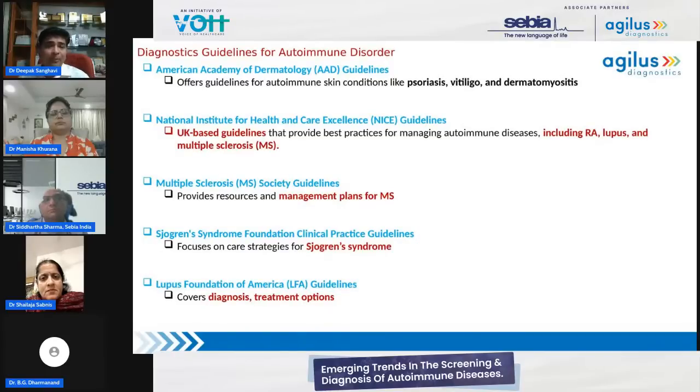There is American Academy of Dermatology guidelines, which helps in psoriasis and dermatomyositis diagnosis, vitiligo diagnosis. National Institute for Health and Care Excellence, NICE guidelines, helping in lupus and multiple sclerosis. There are also specific multiple sclerosis society guidelines, which help in management as well as finding out resources for multiple sclerosis. Sjogren's syndrome foundation guidelines are also available for Sjogren's syndrome, and Lupus Foundation of America guidelines are also available.